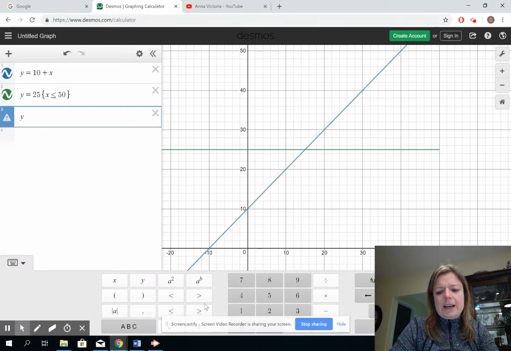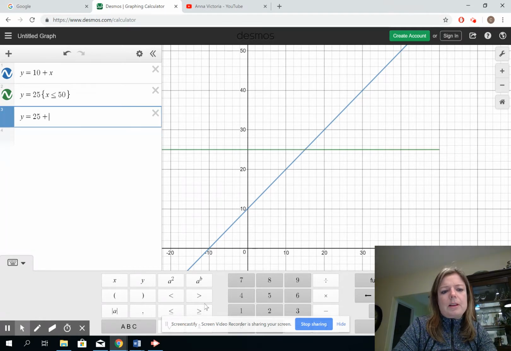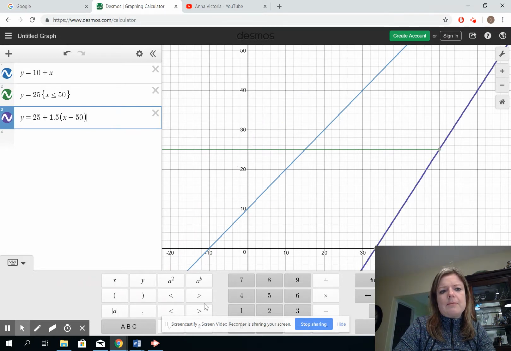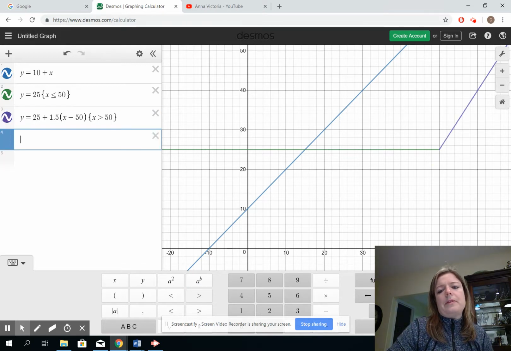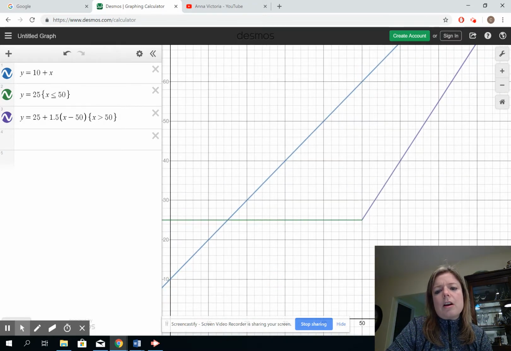Then I put y equals my other equation. So I can actually do it without the rearranged version. So I can do 25 plus 1.5 bracket x minus 50, end bracket. Then I start my curly bracket. X is greater than 50. Enter. So take a look here. So the green and the purple line are both IT Plus, and the blue is Techies Inc. So notice that it still intersects here at 15, 25.